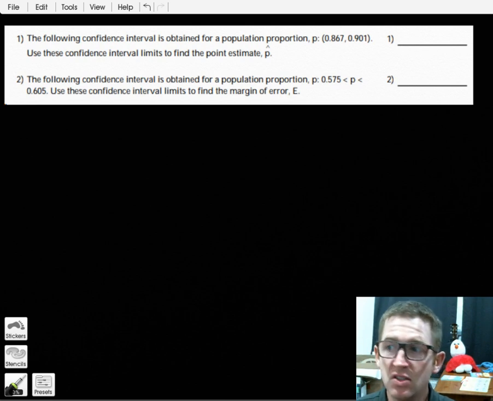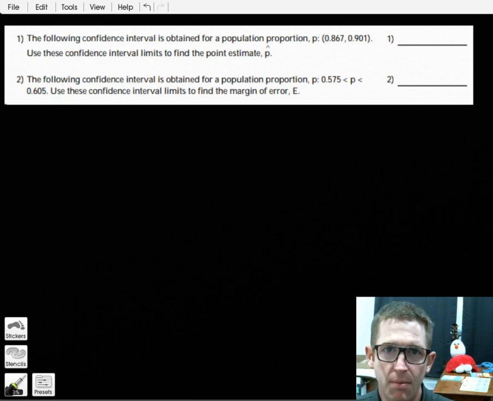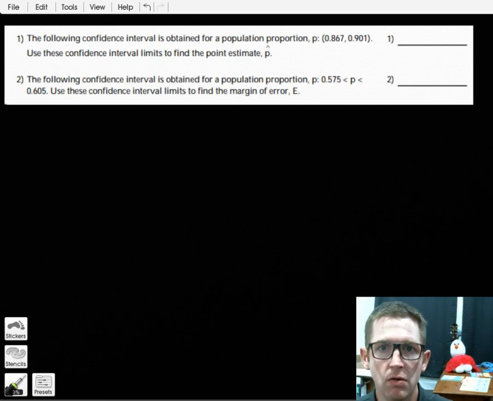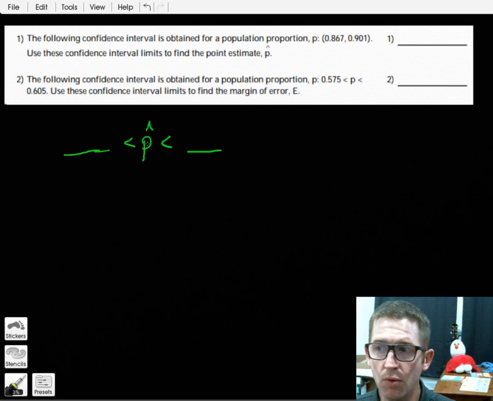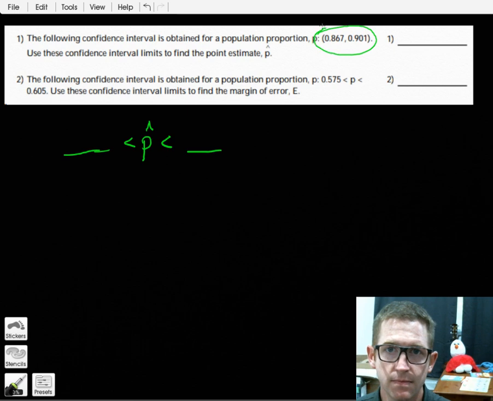Well, let's do this. Problems 1 and 2, I'm going to chunk together because they're very similar. In problem 1, you're asked: the following confidence interval is obtained for a population proportion P, and you have the numbers. Use the interval to find the point estimate. You should know that the point estimate is the midpoint between the two numbers. To find that midpoint, the best way is to add these two numbers together and then divide by 2.